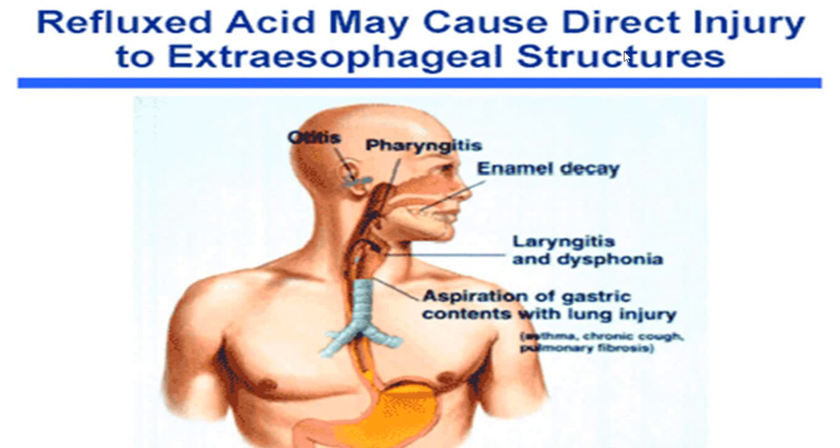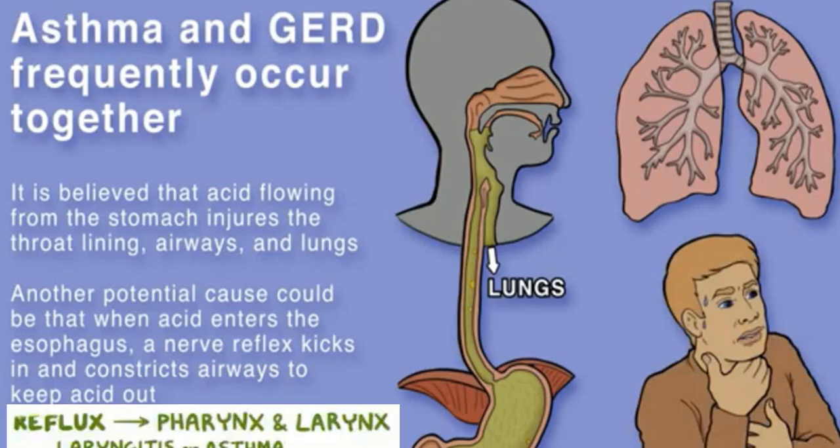Reflux acid may cause a direct injury to extraesophageal structures like the larynx, pharynx, even dental. So you can get laryngitis with dysphonia. You can even get aspiration of gastric content into the lung, and that will produce chronic cough, pulmonary fibrosis, asthma. You will have bad dental hygiene. You can have inflammation of the pharynx, and even some persons can develop otitis. These are called extraesophageal manifestations due to acid reflux.